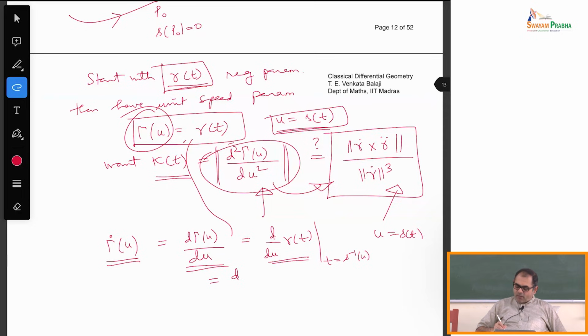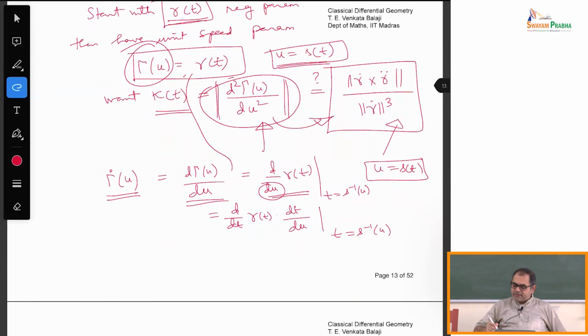Now I am going to use the chain rule. So this d by du can be written as d by dt of gamma t times dt by du, and again I put t equal to s inverse of u. This is just the chain rule. But what is dt by du? You see u is s of t, and du by dt is the same as ds of t by dt. And ds of t by dt is just norm gamma dot, because ds is norm gamma dot dt.